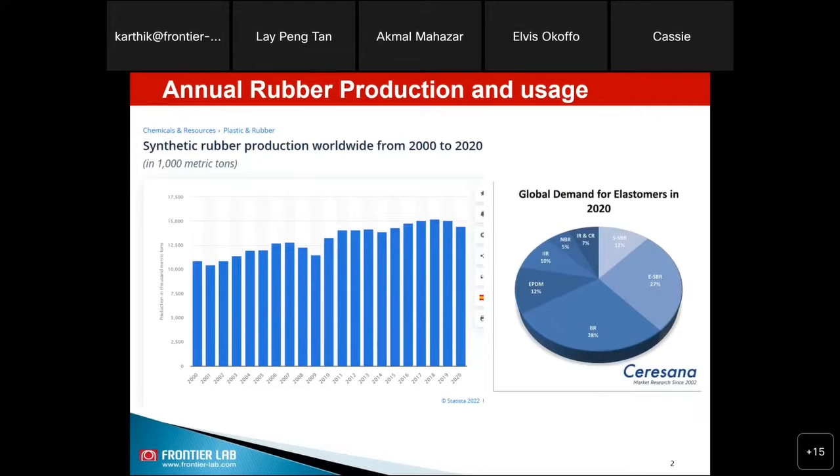Okay, as we all know, polymer, rubber also is one of the major commodities used in different industries. This is data I'm sharing from 2000 to 2020. On average, we produce around 9 million to 11 million metric tons of rubber, and there is a steady increase of 2 to 3% every year. So that means so much rubber is used in different industries.